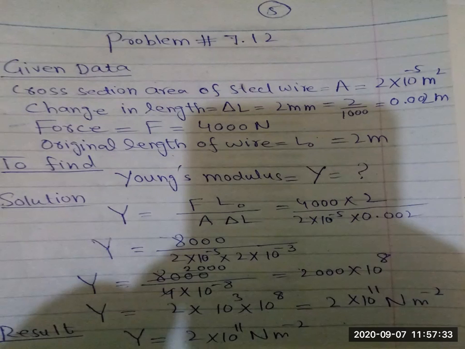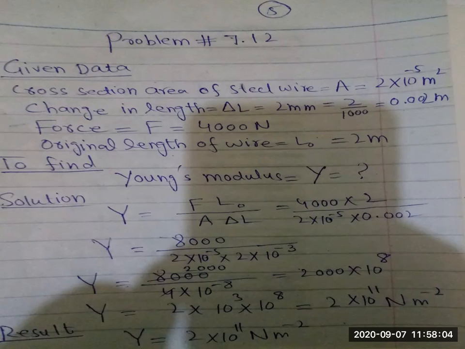I repeat the statement of the numerical 7.12, which is on page number 166. A steel wire of cross-sectional area 2 times 10 raised to the power minus 5 meters square is stretched through 2 millimeter by a force of 4,000 Newton. Find the Young's modulus of the wire. The length of the wire is 2 meters.